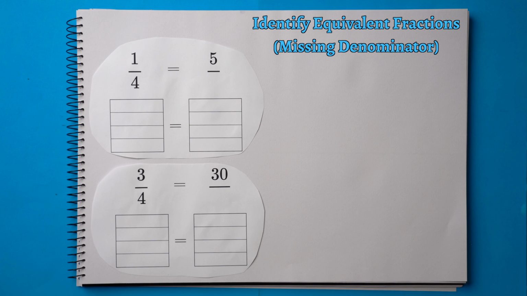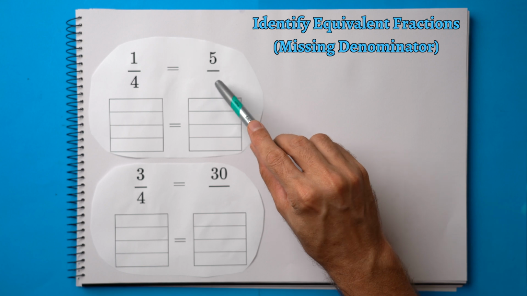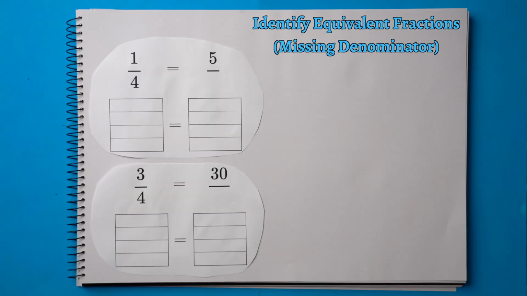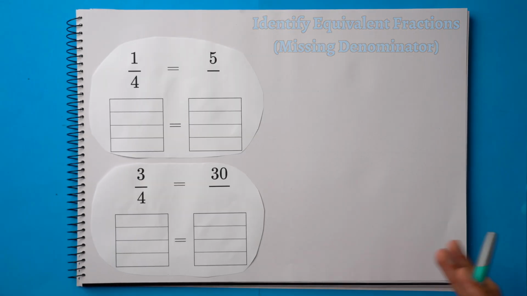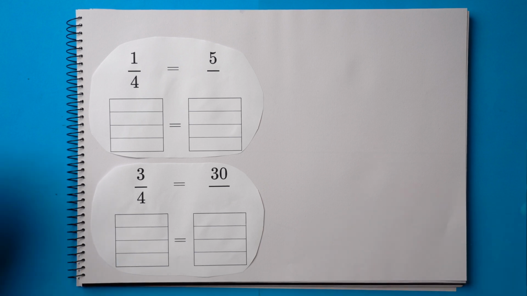In this video, we're going to be talking about how to rename fractions, specifically when we have a given numerator but no denominator. We're going to be problem solving to work out what the missing number is here on the bottom of the fraction. This is actually a really useful activity for helping build our knowledge of fractions.